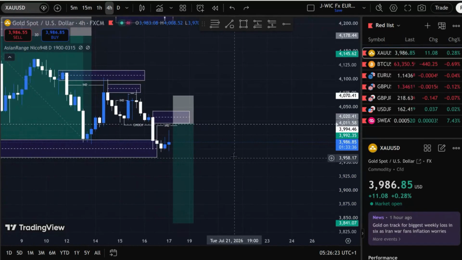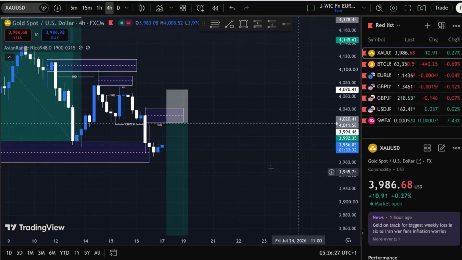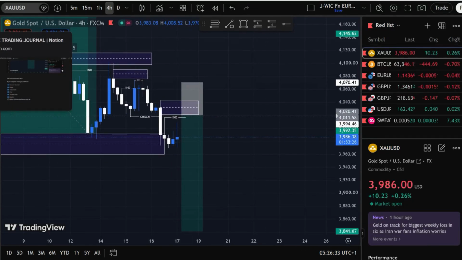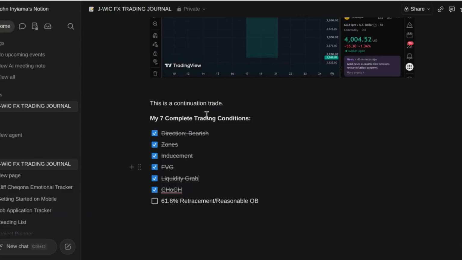So this is how it looks. It is like a continuation trade on gold. I'm going to update you guys. So that's it on entry modes. Just keep this around you.